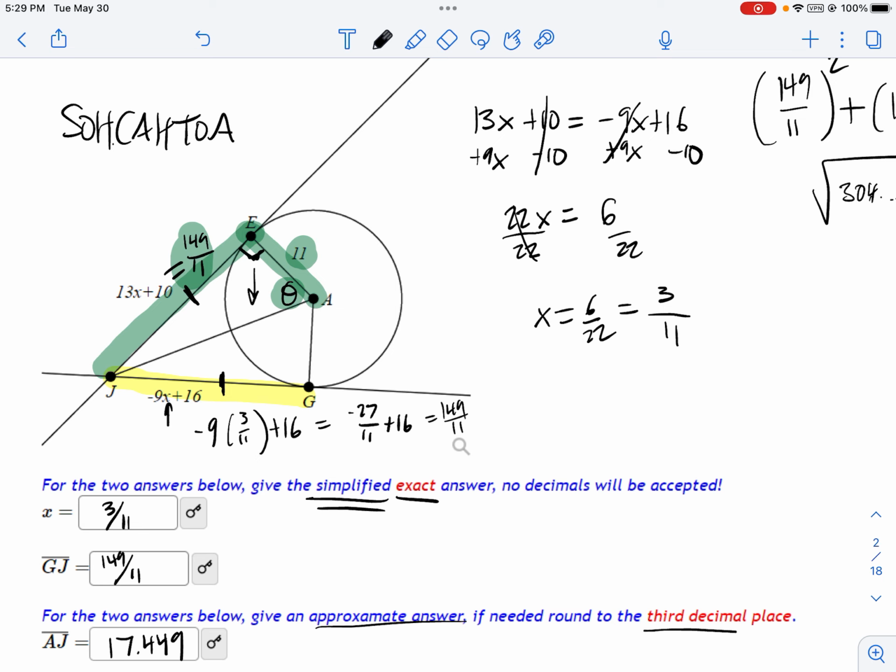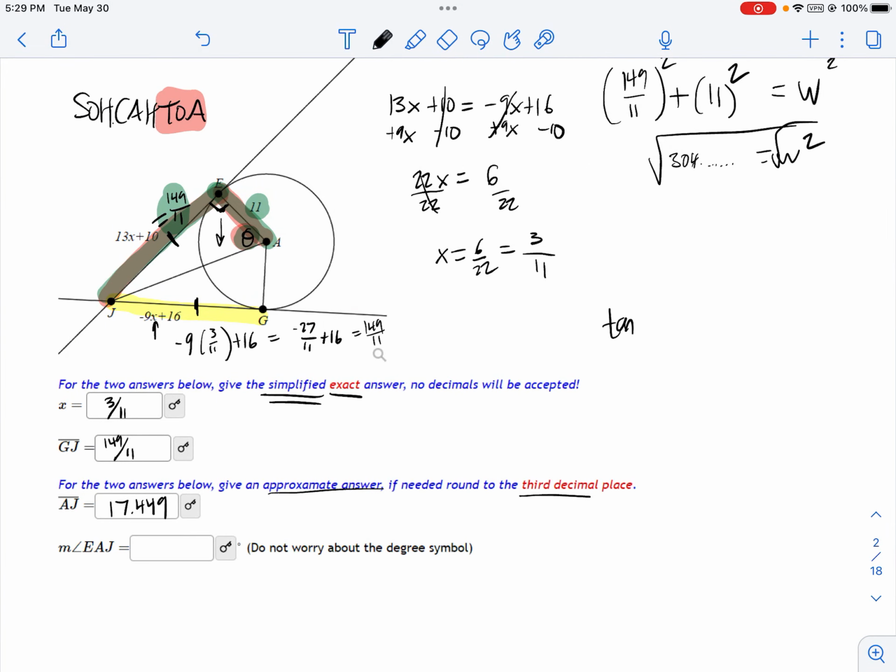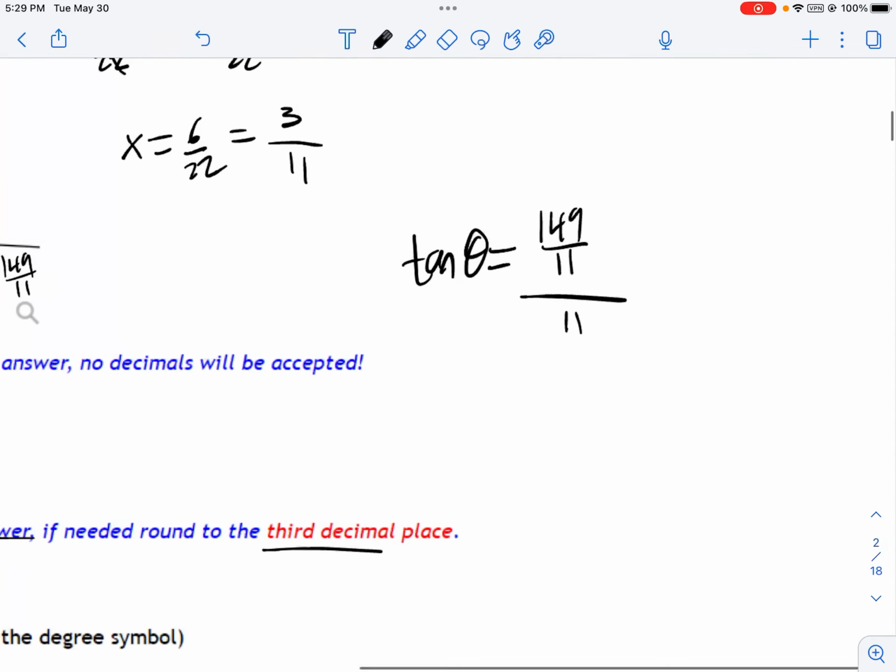Now, when we're looking at this one, we'd say, all right, well, here's our angle. This is the adjacent side. It's right next to our theta, and this is our opposite side. It's across the triangle from theta, which means that we're looking at an opposite and an adjacent side. And the only trig function that uses opposite and adjacent is tangent. So then we'd set this up and we say, all right, so tangent of theta equals our opposite side, 149/11, over our adjacent side, 11.